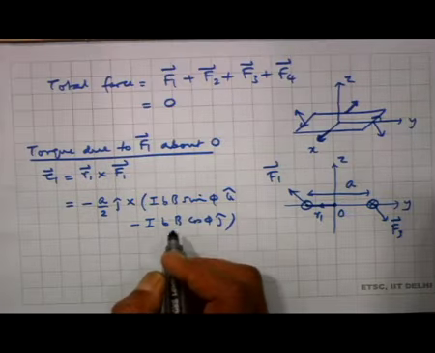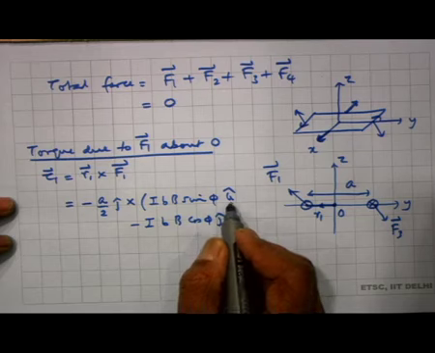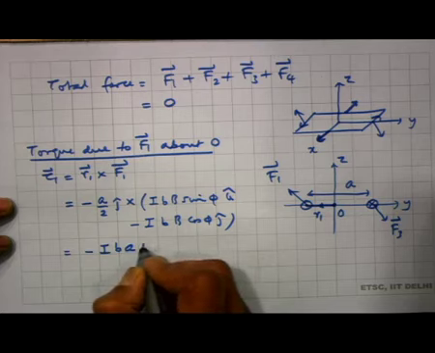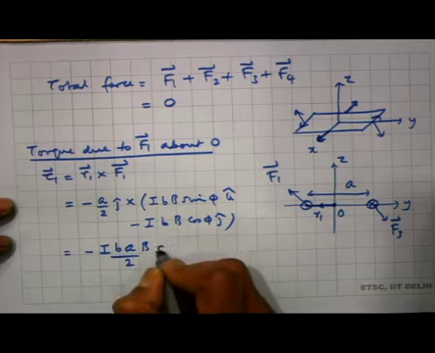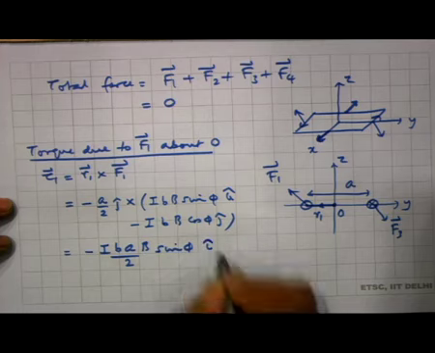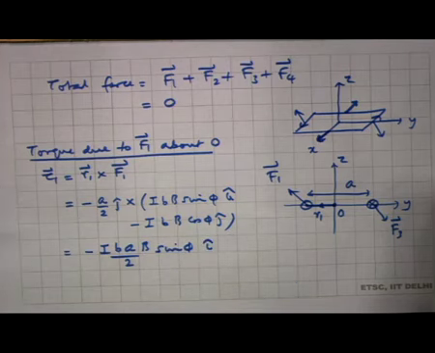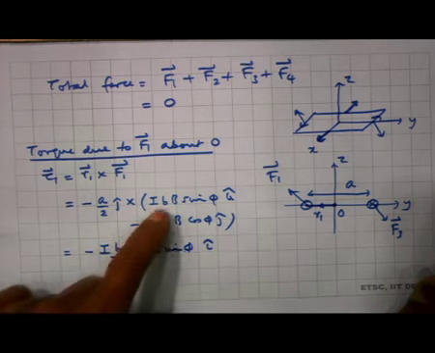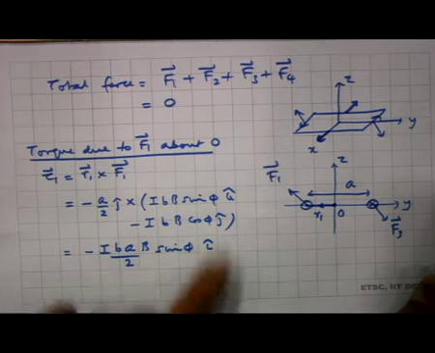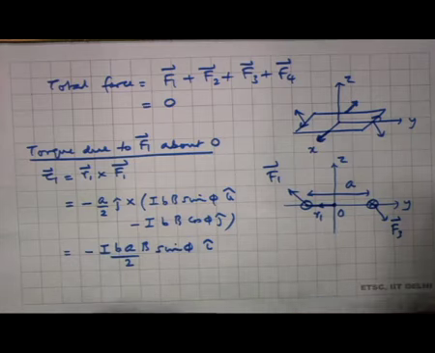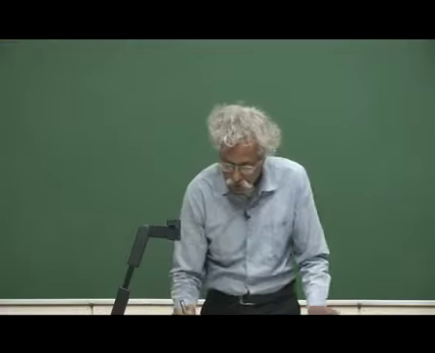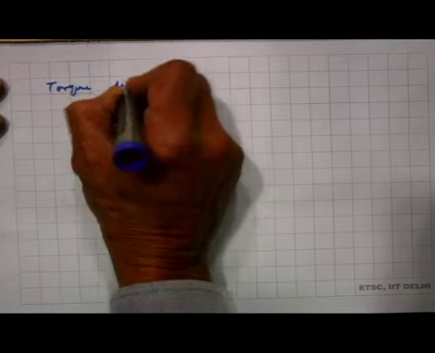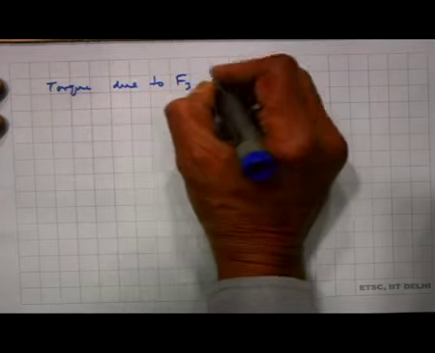R 1 cross F 1: j cap cross k cap is i cap. So, this is minus I a b b by 2 sin phi i cap. j cap cross k cap is i cap, j cap cross j cap is 0. So, minus I a b b by 2 sin phi i cap, that is the torque of this force around this origin O. I can similarly calculate the torque due to F 3 about O.